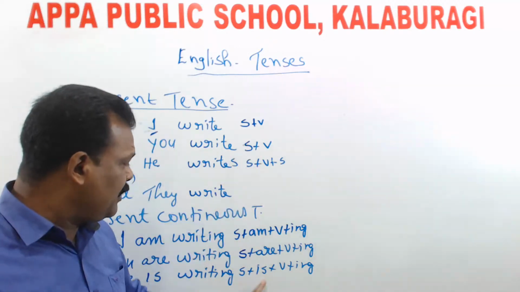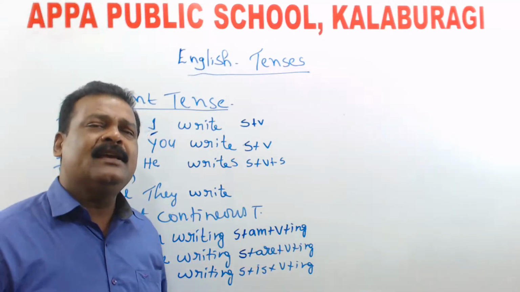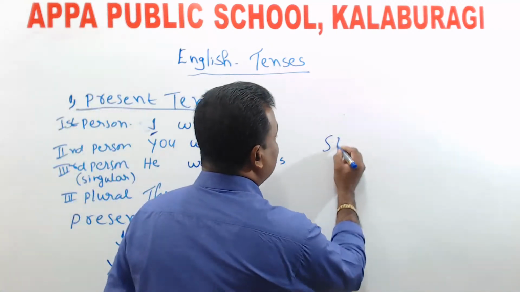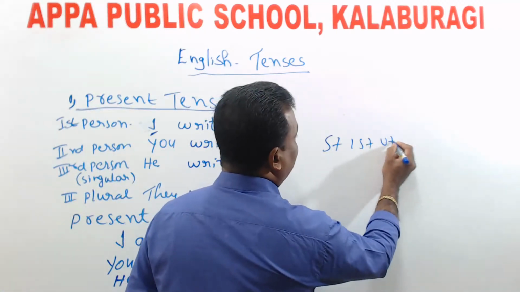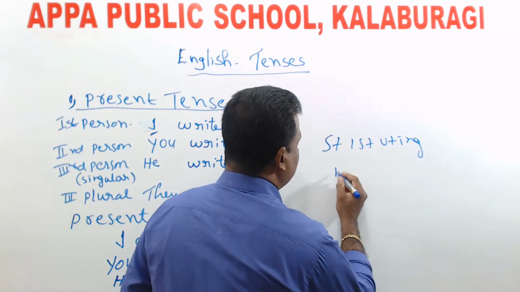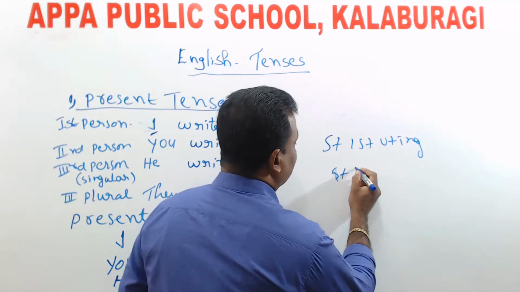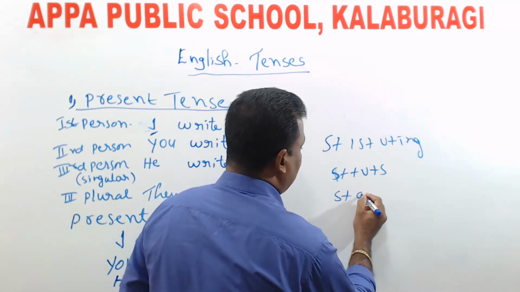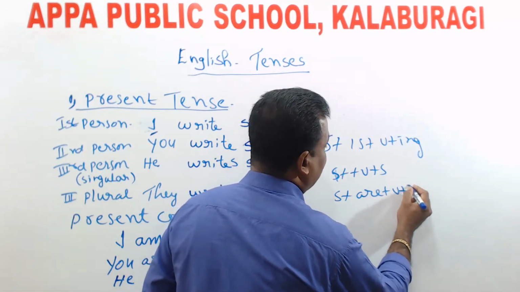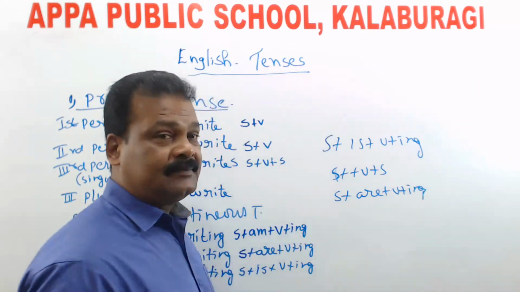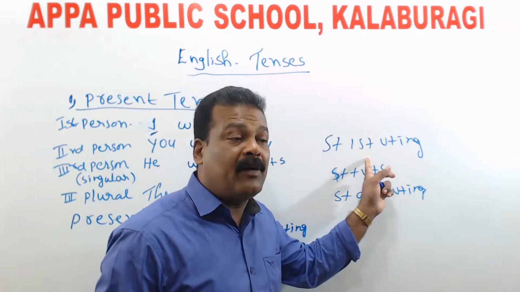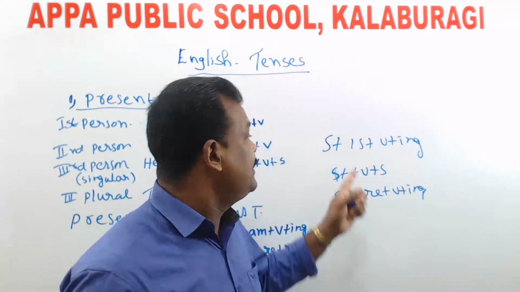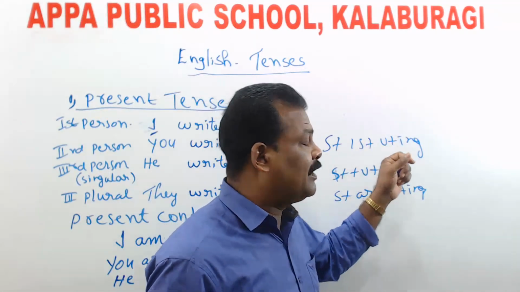Now this formula is important. Once you know this formula, easily you can take your own sentence. Now I'm asking you, subject plus is plus verb plus ing. Subject plus verb plus s. Subject plus are plus verb plus ing. Seeing this formula, you should tell me which tense it is. See, subject plus is plus verb plus ing.